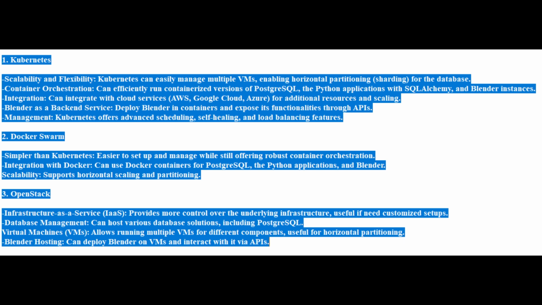1. Kubernetes. Scalability and flexibility. Kubernetes can easily manage multiple VMs, enabling horizontal partitioning, sharding, for the database. Container orchestration can efficiently run containerized versions of PostgreSQL, the Python applications with SQLAlchemy, and Blender instances. Integration: it can integrate with cloud services, AWS, Google Cloud, Azure, for additional resources and scaling.